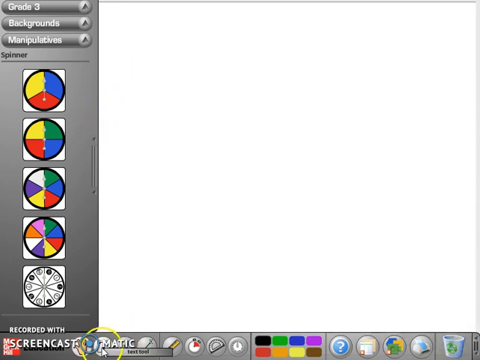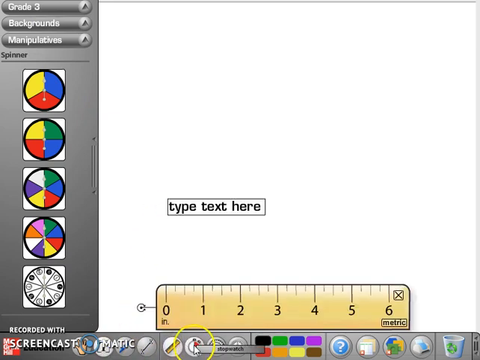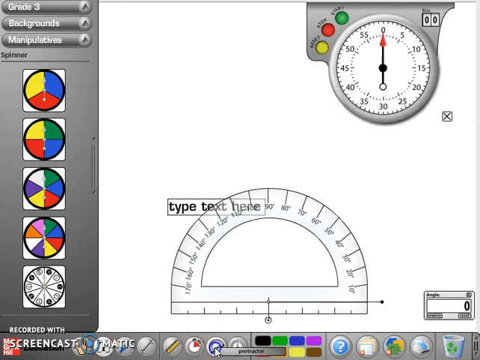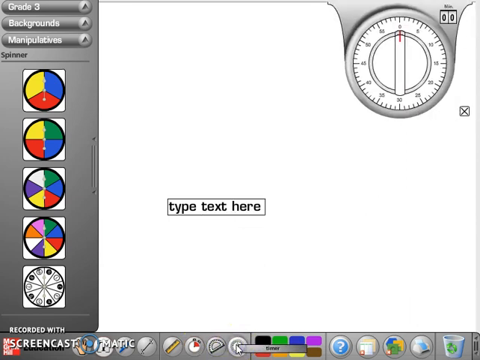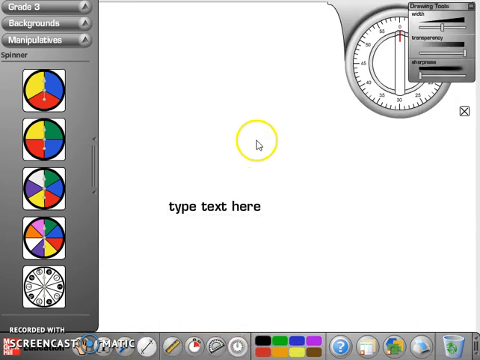And there you can put text in, you can get a ruler, stopwatch, a protractor, a timer, draw lines, select colors for those lines. So there's a lot of versatility with this site and the different things you can do for different types of math problems.